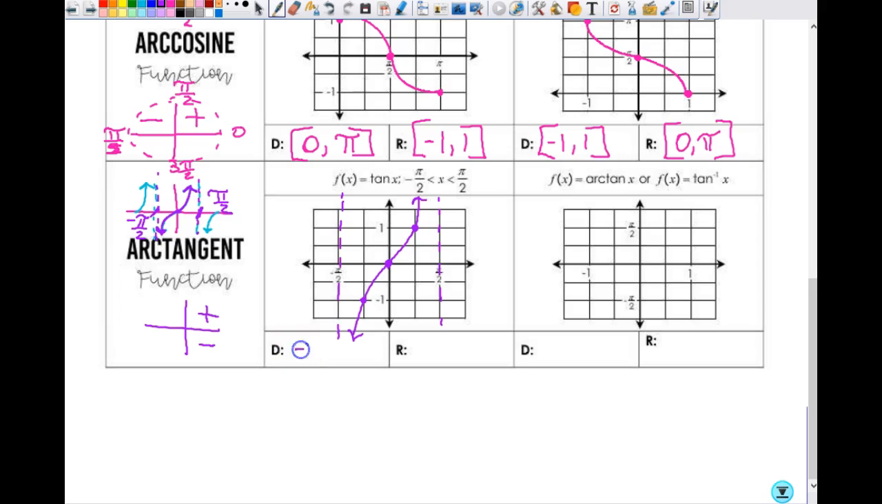My domain goes from negative pi halves to pi halves. Do I include the pi halves this time? No. So these are parentheses because those are asymptotes, right? What's the range? Good. Negative infinity to infinity.